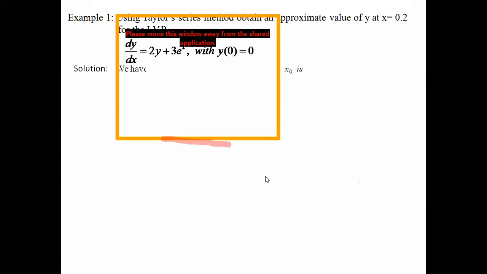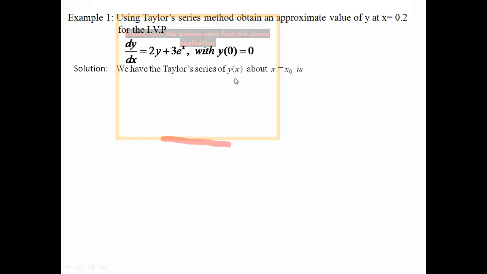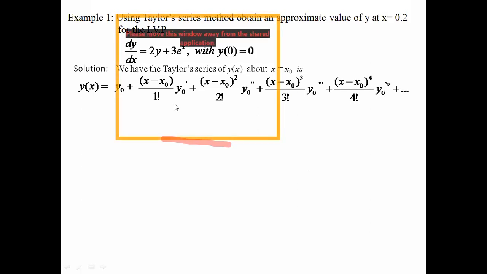First step: identify what x0 is and what y0 is. Before that, we should write the formula to be used. There is a Taylor series for this solution y of x. About the point x equal to x0, the Taylor series is given by y of x is equal to y0 plus (x minus x0) by 1 factorial into y0 dash plus (x minus x0) whole squared by 2 factorial into y0 double dash. Continue like this. You add up to the fourth order derivative. Then it is Taylor's fourth order method to solve this differential equation.